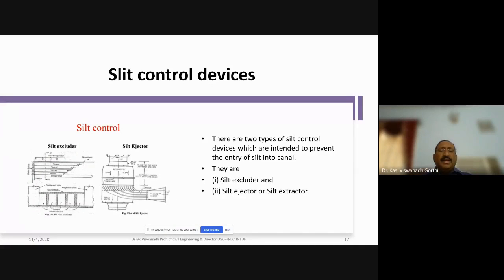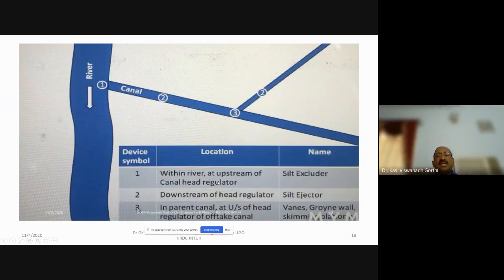So two major devices are there which will be made an integral part of the diversion network. They are the silt excluders and silt ejectors. They are provided in two different locations of this diversion network. Silt excluder, silt ejector. These two are the silt control devices. There are two types of silt control devices which are intended to prevent the entry of silt into the canal: silt excluder and silt ejector, also called silt extractor.